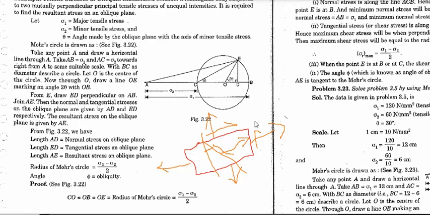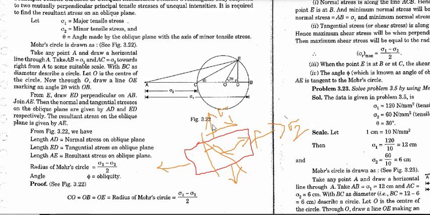tangential stress formula. Let us suppose that this is sigma 1 and this is sigma 2. Let us only suppose. Then we had the normal stress value sigma 1 plus sigma 2 over 2 plus sigma 1 minus sigma 2 over 2 cos 2 theta plus tau sine 2 theta, and the tangential was sigma 1 minus sigma 2 over 2 sine 2 theta minus tau cos 2 theta.